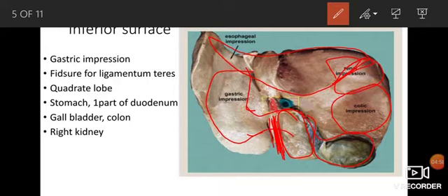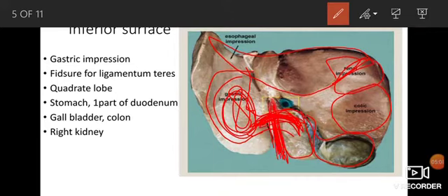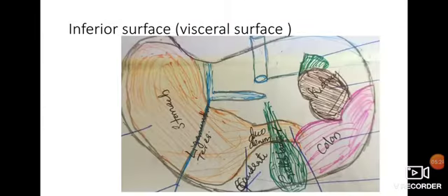Once more, here comes the gastric impression. Gastric impression continues as the first part of the duodenum. So here we can see the impression of the first part of the duodenum. Then in between you can see the ligamentum teres. Then there is the quadrate lobe. Then gallbladder, colic impression, right renal impression. This is about the inferior surface.